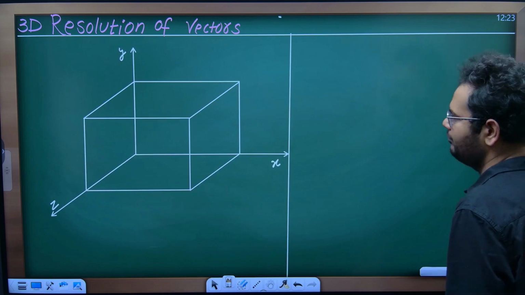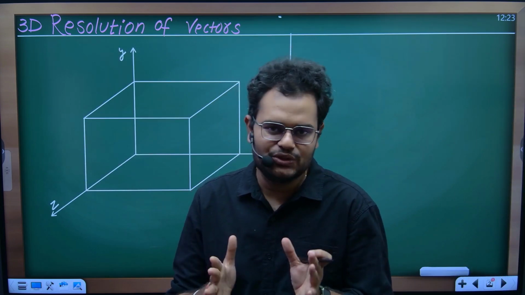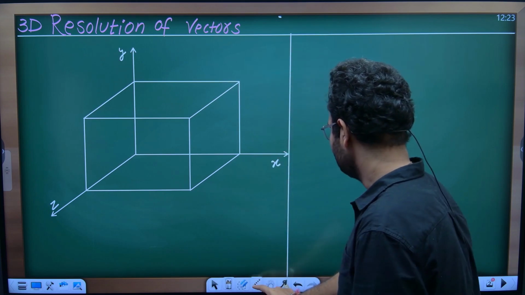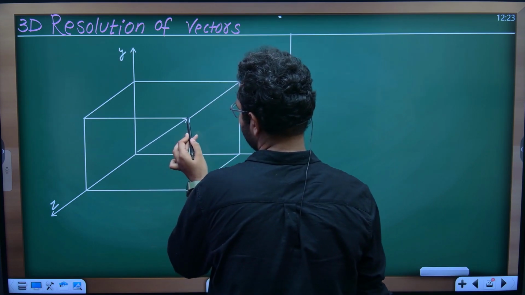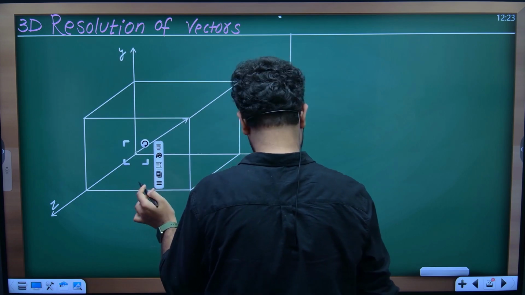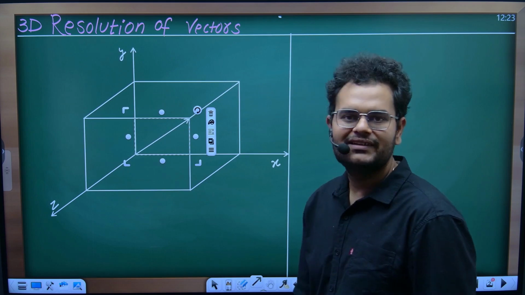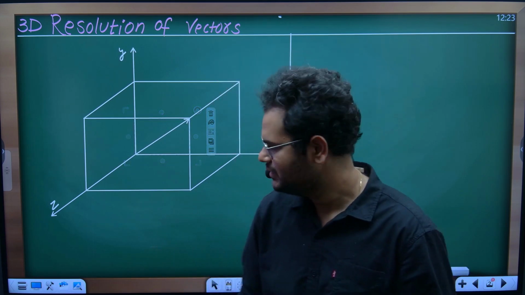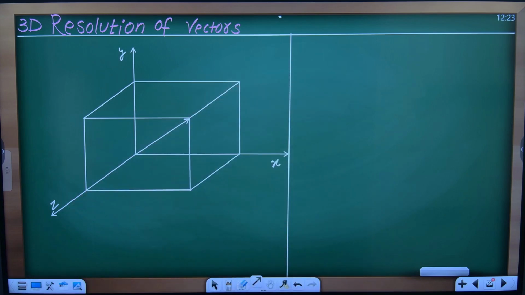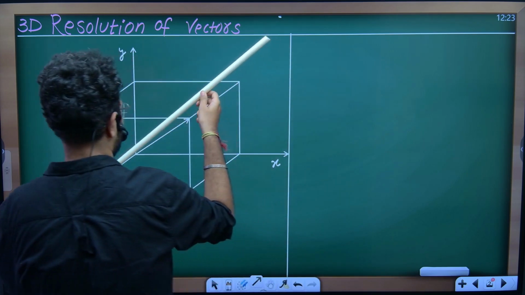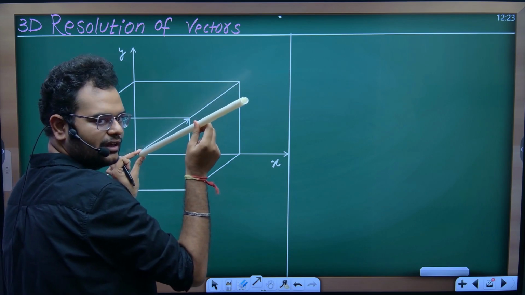Let us see how to get that vector's resolution. Suppose I draw any vector. This is our vector. Sir, how is this vector? Can you visualize? Yes, this is a type of cuboid. Can you see that cuboid? This vector is not in the plane. It is slightly outside the plane. It is like this, right?